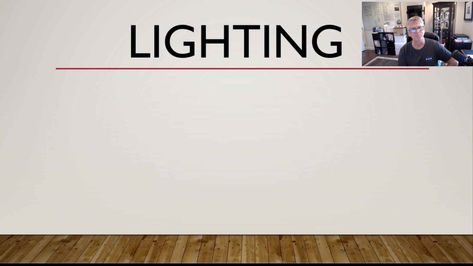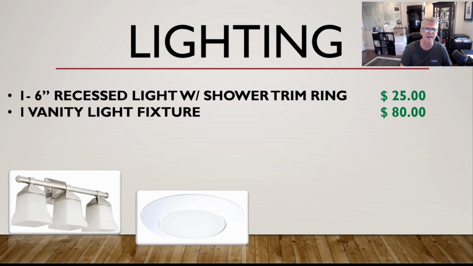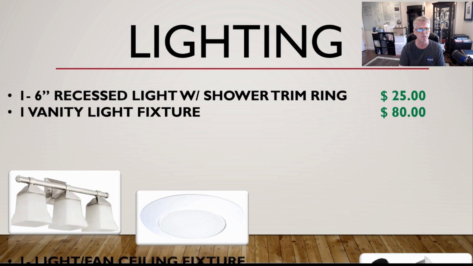$62.70 for the insulation. Now we get into the lighting. Got a couple different fixtures in the bathroom. We got the 6-inch recessed light that we're going to be putting in the shower, and that'll come with the shower trim ring for 25 bucks. We got one vanity light fixture, whatever your fancy is there. I just got pictured here a 3-globe vanity light fixture that'll go over the mirror in the bathroom. 80 bucks for one of those.